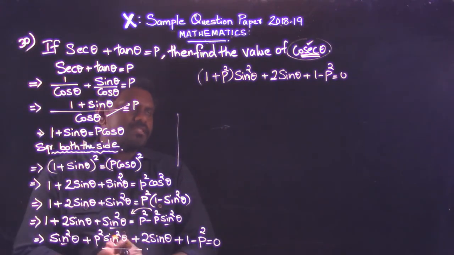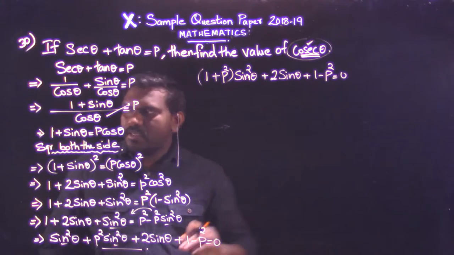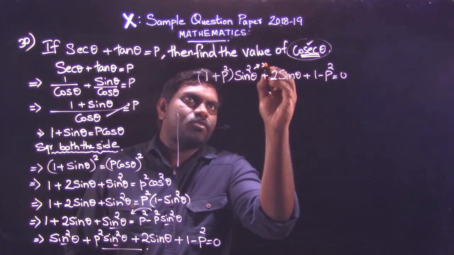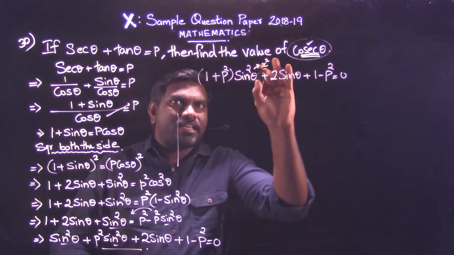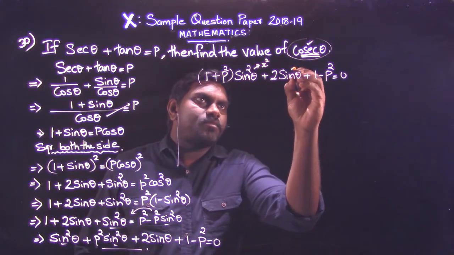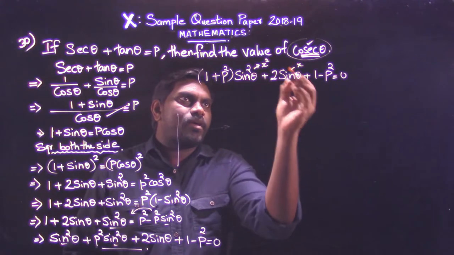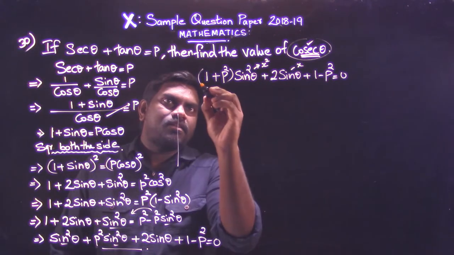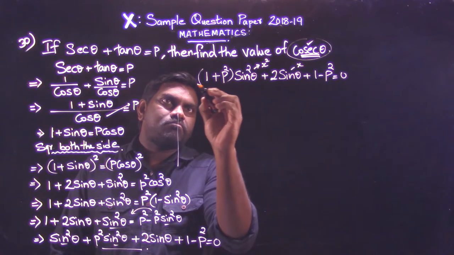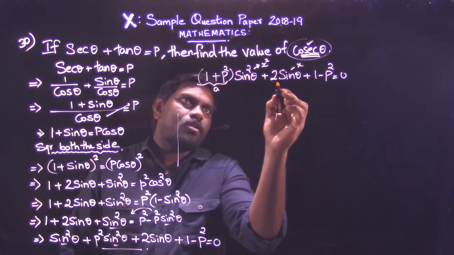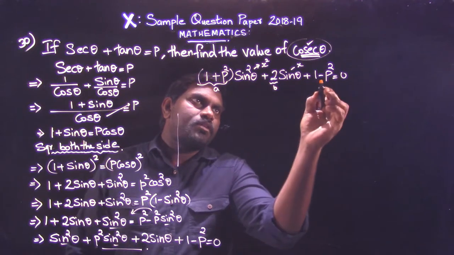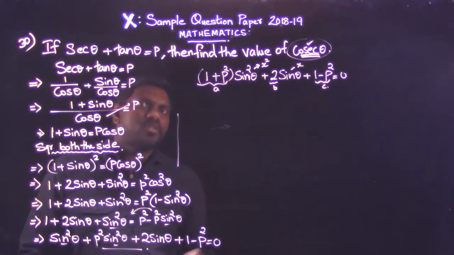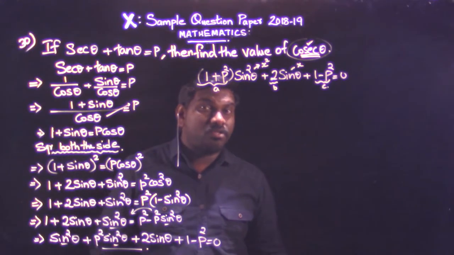Now it's interesting. Can you get something like this, which is like ax² + bx + c? If this is x², then this becomes x. This is going to be your a, this is going to be your b, and the whole thing becomes your c. So something like that you can relate. So this becomes a quadratic equation. Now I need to solve for what?